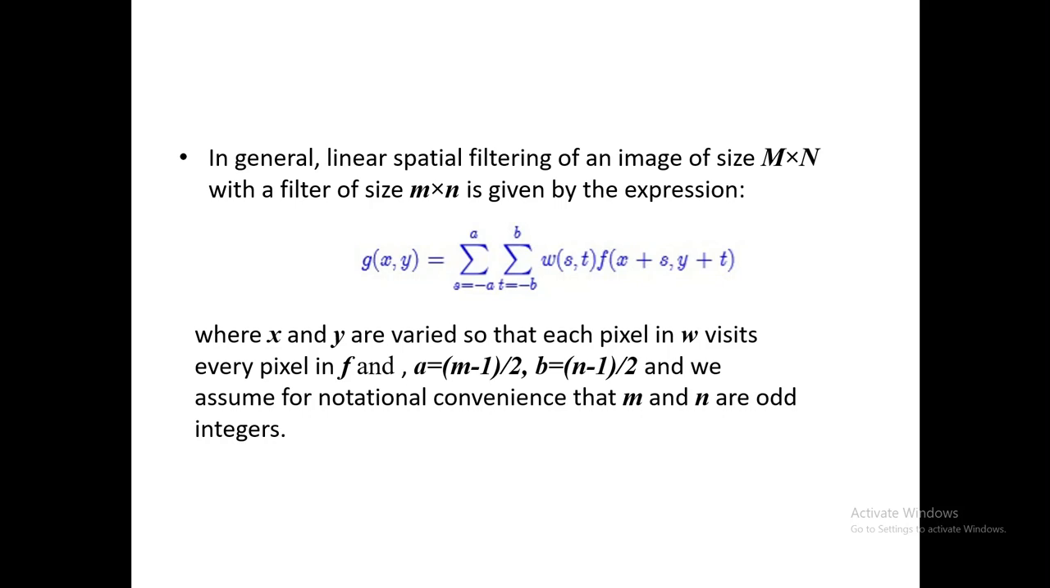In general, the linear spatial filter of an image of size m by n, with the filter of size m by n, is given by the expression. We can see here g(x,y) is obtained by the sum of product of w(s,t) and f(x+s, y+t). Here s ranges from minus a to a, and t ranges from minus b to b. This a and b will define the size of the neighborhood.